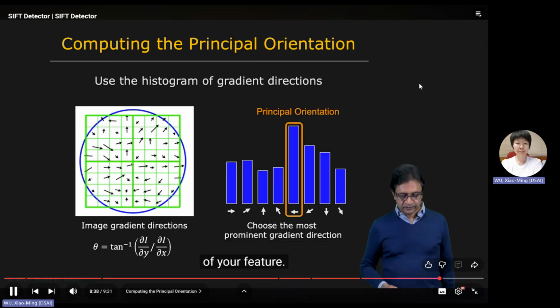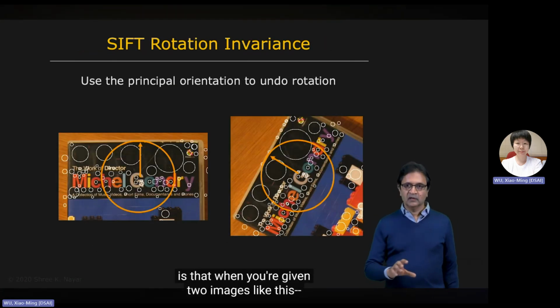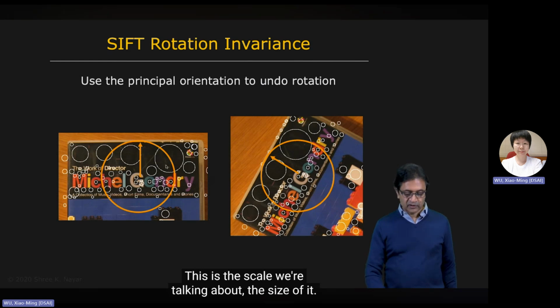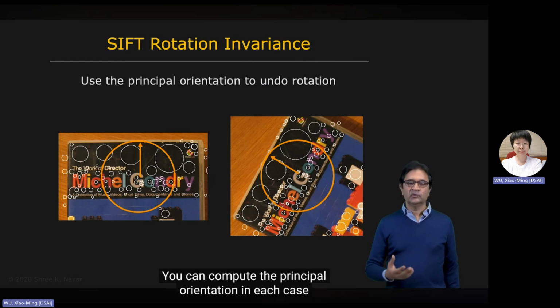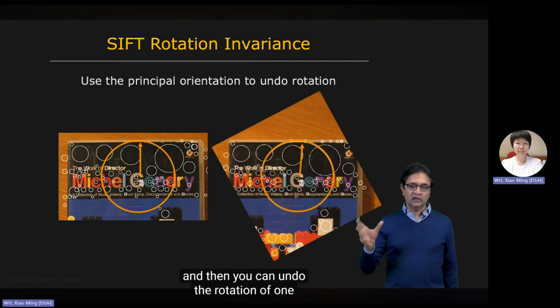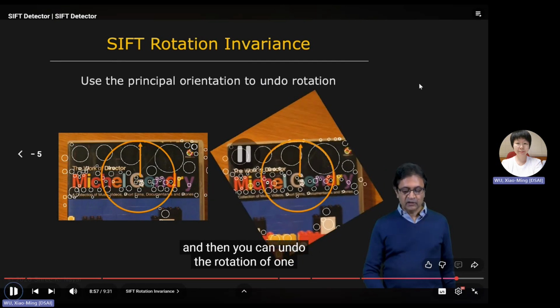What this allows you to do is, when you're given two images like this, of course we're looking at the same feature here and here, it's the same interest point. This is the scale we're talking about, the size of it. You can compute the principal orientation in each case, and then you can undo the rotation of one to match the other.